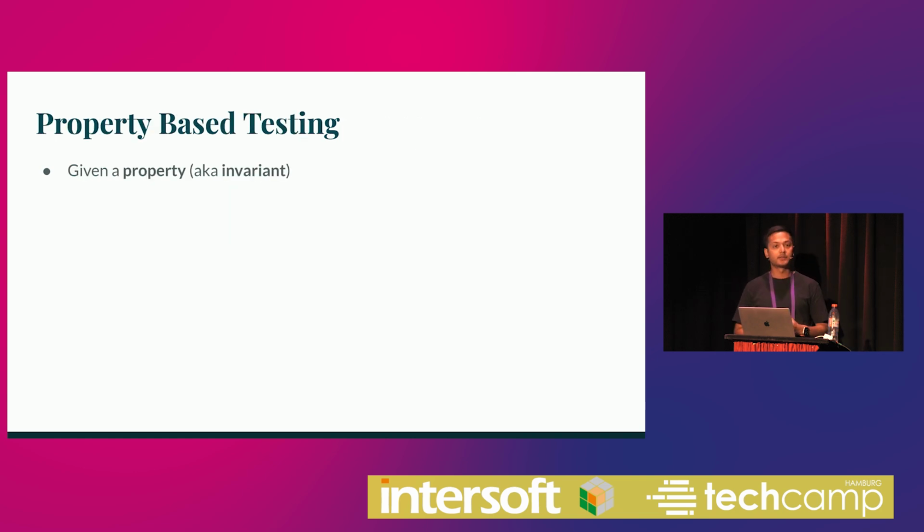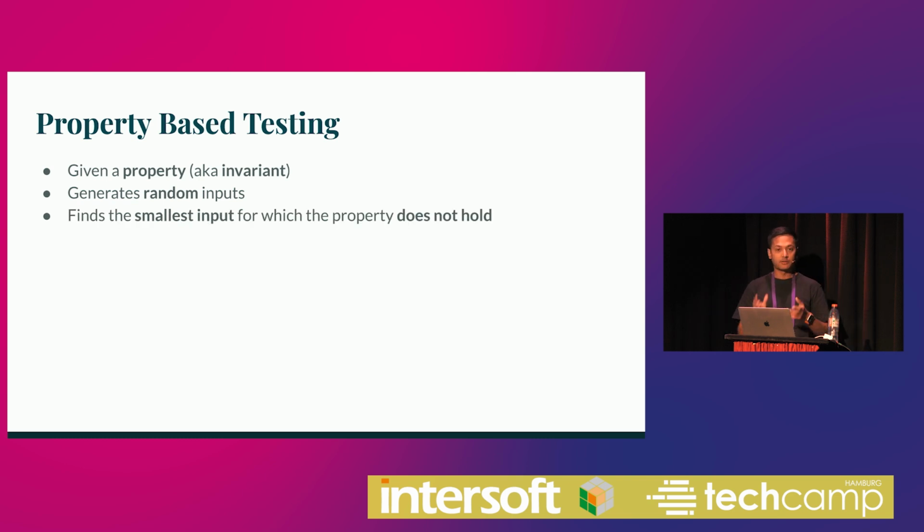And that's where property-based testing comes in. Because it starts with a property, also known as our invariant, and it tries to take as many random inputs as it can think of, and tries to find the smallest input for which this property doesn't hold. And if it is not able to find any input for which the invariant doesn't hold, then that means there's no bug, the invariant is actually unchanging, right?